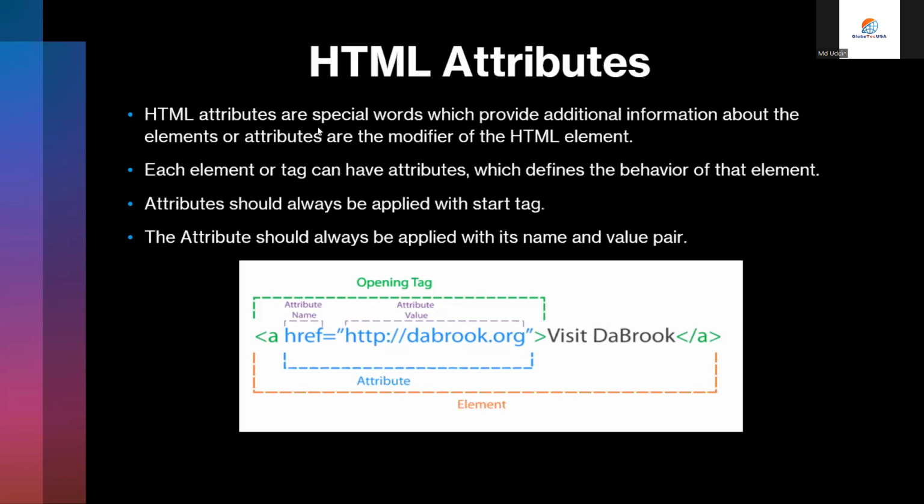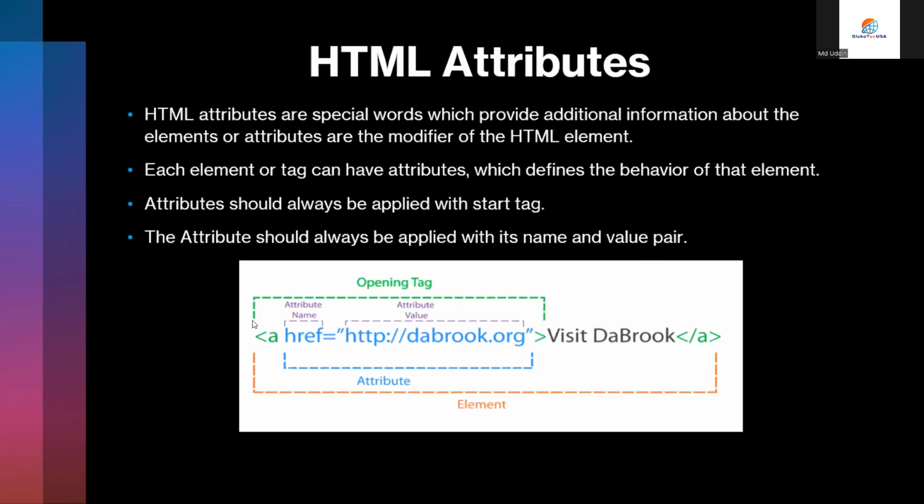So an HTML attribute is a special word which provides additional information about the elements. As I said, each element of text can have attributes which identify the behavior of that element. An attribute should always be applied with the start tag. And the attribute should always be applied with its name and a value pair.